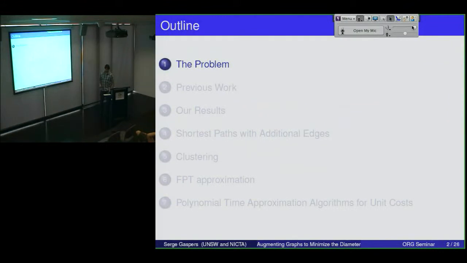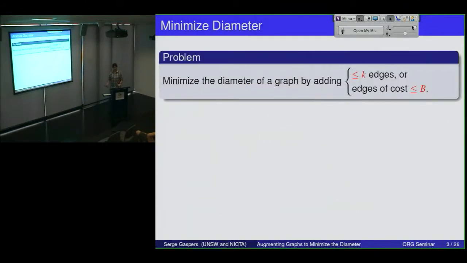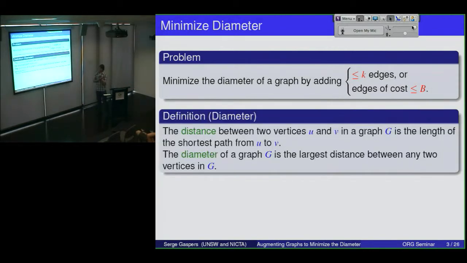And the problem I want to look at is you want to minimize the diameter of a graph by adding edges. And there are several objectives. You could add at most k edges, or add edges of cost at most b when you have a budget b. And what's the diameter? The distance between two vertices in a graph is the length of the shortest path between them. And then the diameter of a graph is the largest distance between any two vertices in the graph.